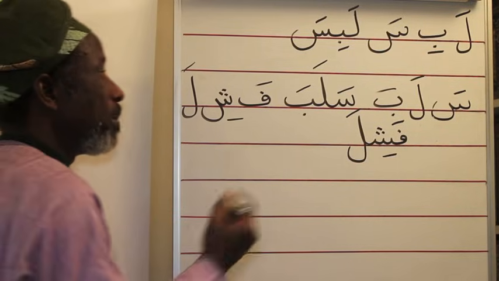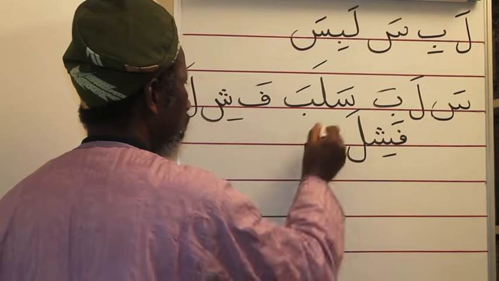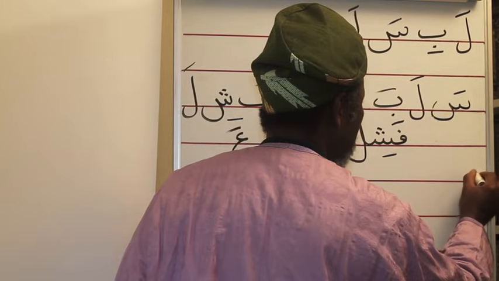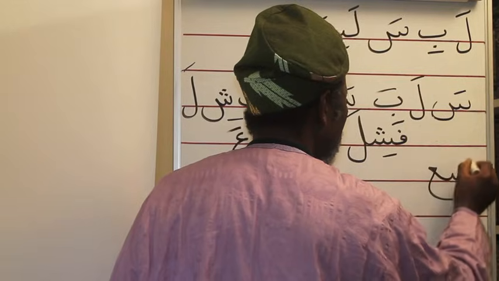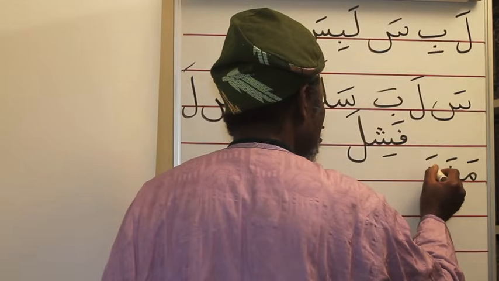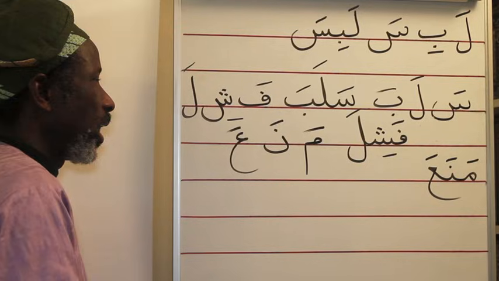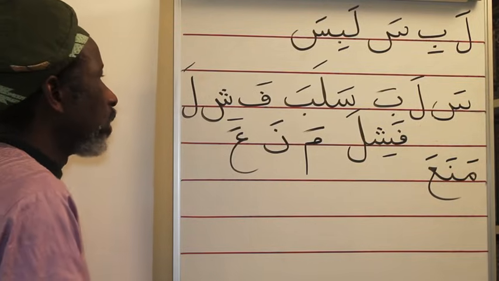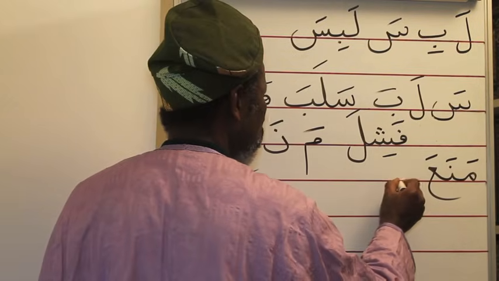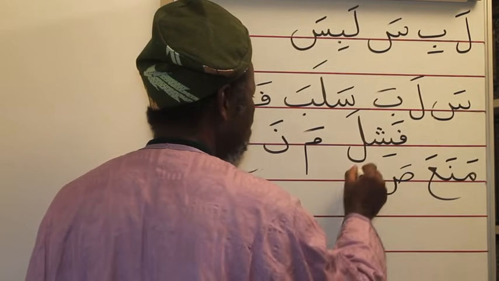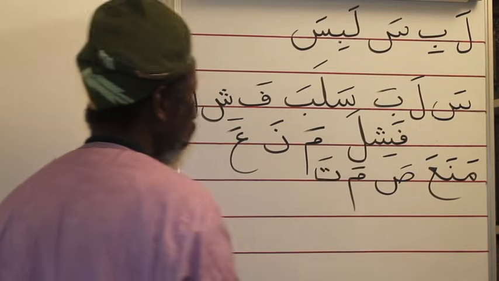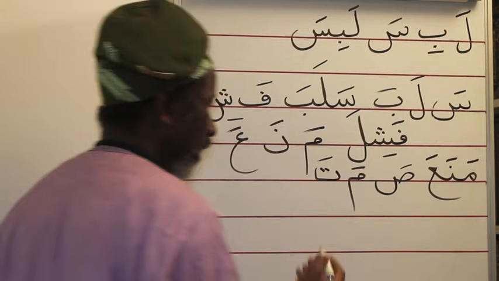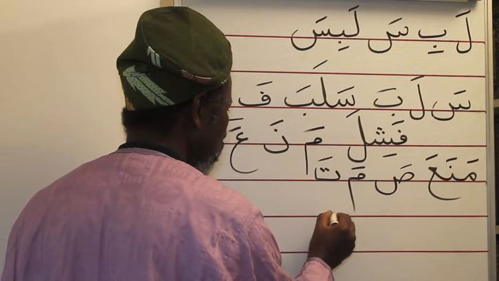Mim at the beginning, mana'a. Ma, na, a. Mana'a. Join. Ma, na, a. Mana'a. Let's look at mim in the middle. Somata. So, ma, ta. Somata. Let's write it in joint format.